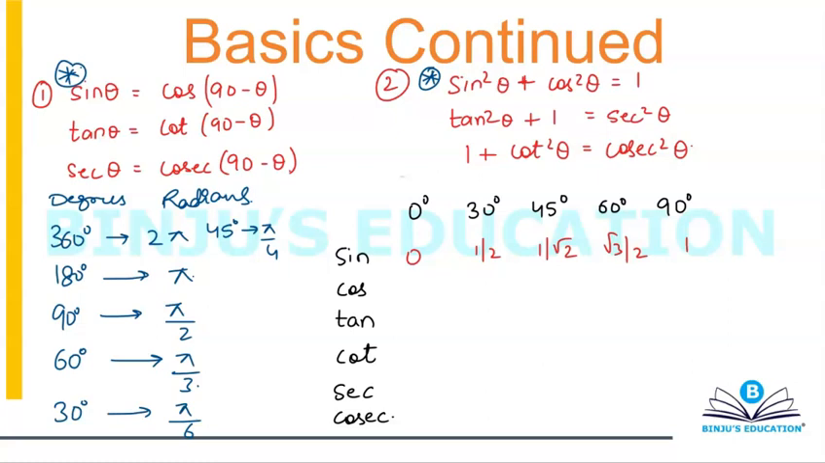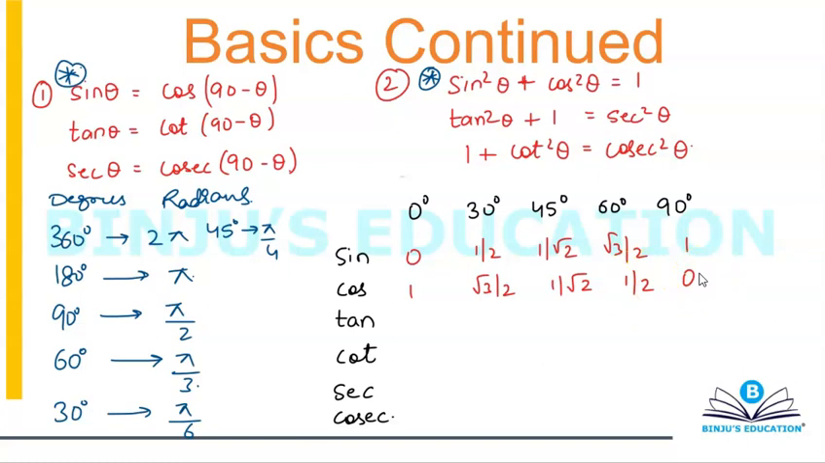Now what happens in case of cos? These values are exactly reversed. So sine is 0, half, 1 by root 2, root 3 by 2 and 1. For cos it will become 1, root 3 by 2, 1 by root 2, 1 half and 0. Why? Because cos is nothing but complementary of sine.